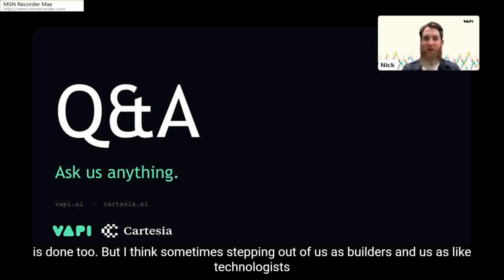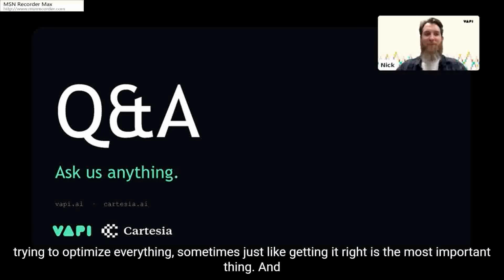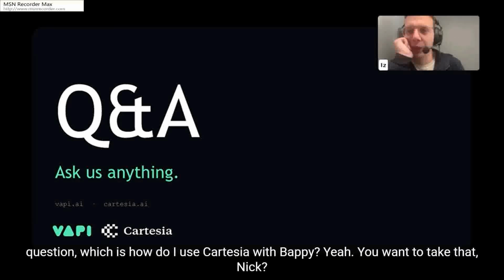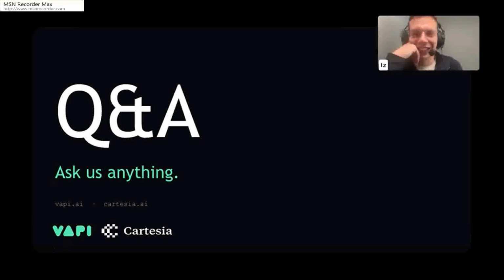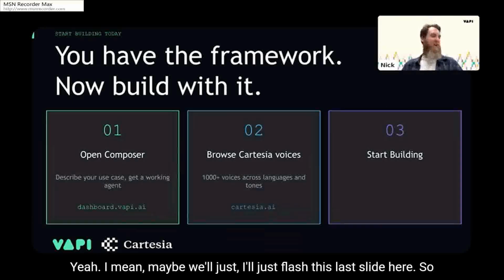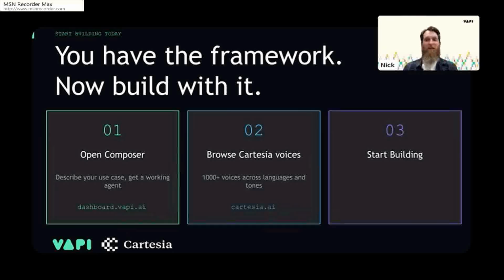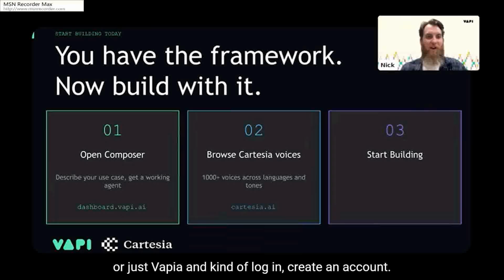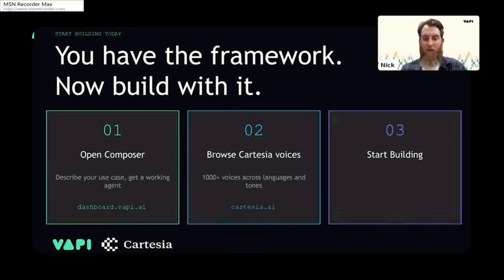Somebody asked a very simple question, which is how do I use Cartesia with Vapi? Yeah, you want to take that, Nick? Maybe I'll just flash this last slide here. You can just hop over to the dashboard of Vapi AI and log in, create an account. Like I mentioned, Cartesia is one of the preferred voice providers, also offers some stuff around ASR and transcription, but I know voice is where you guys really shine. So simple drop down, pick Cartesia, pick your favorite voice from that.